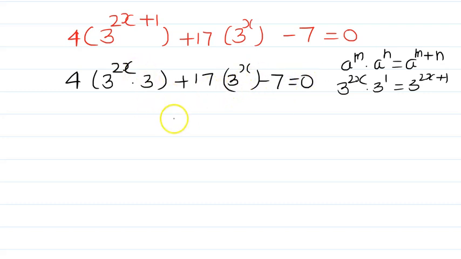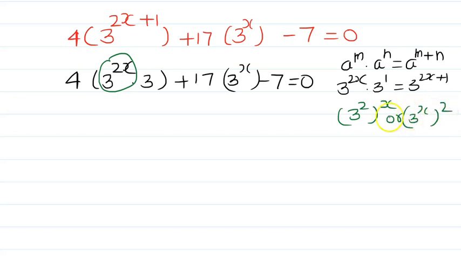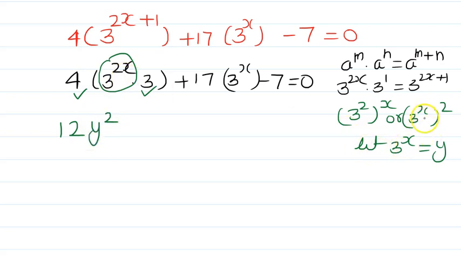Now let's see, this 3 to the power 2x, you can write down 3 to the power 2 and outside x, or you can write down 3 to the power x and outside 2. Both are same. So let 3 to the power x be y. So if you put y, this 4 and 3 multiply, it will be 12, and here it will be 12y square, because 3 to the power 2x you can write down as 3 to the power x square, so 3 to the power x is y, 12y square, plus 17y minus 7 equal to 0.